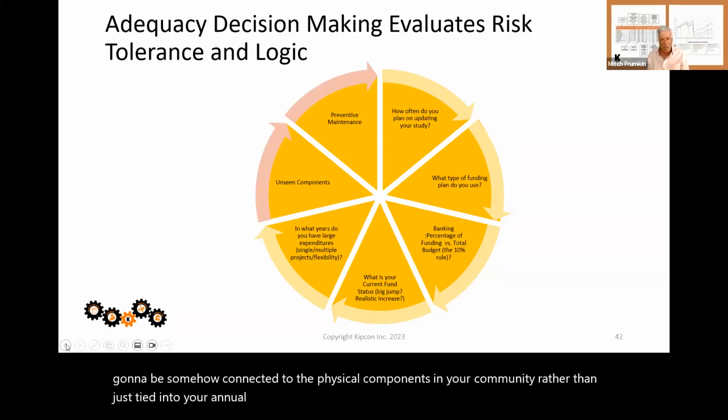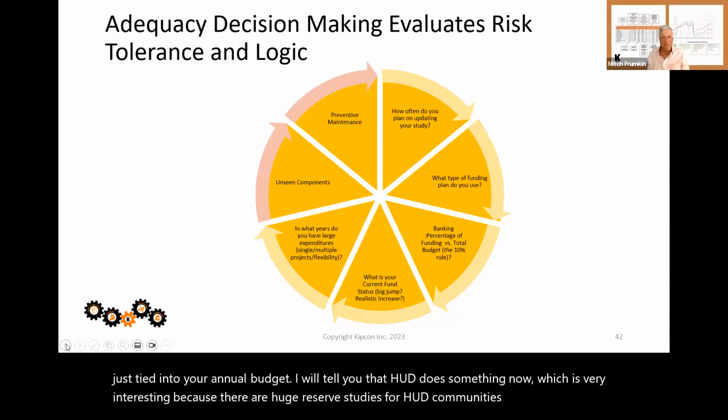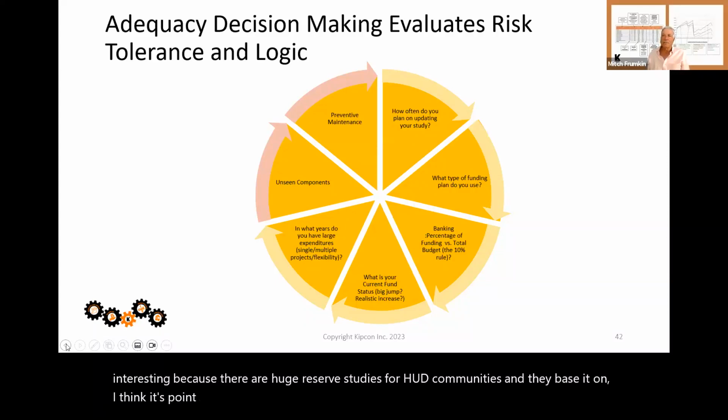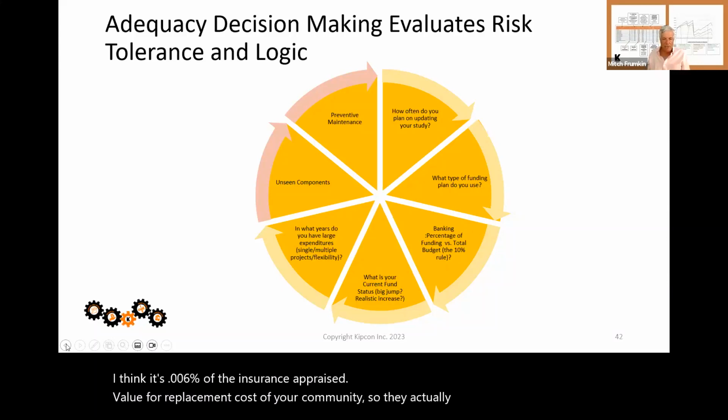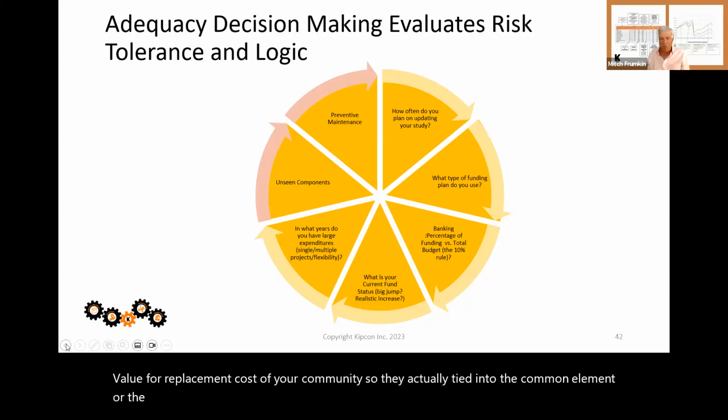I will tell you that HUD does something now, which is very interesting, because there are HUD reserve studies for HUD communities, and they base it on, I think it's 0.006% of the insurance appraised value for replacement cost of your community. So they actually tie it into the common elements or the physical assets. But from an adequacy perspective, it's 10%.